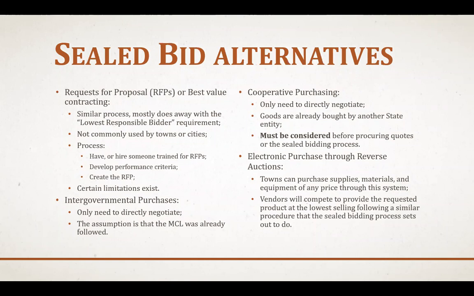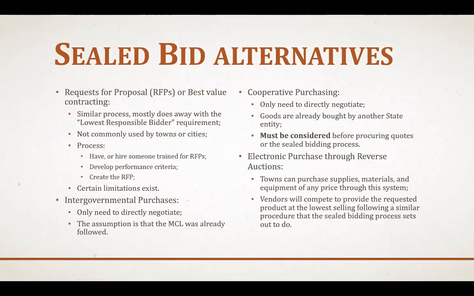As for cooperative purchasing, there's only a need to directly negotiate. These are goods already bought by another state entity. It's very similar to the intergovernmental purchase, but it's a form of joint powers agreement. These do have to be considered before procuring quotes or the sealed bidding process. So look for a cooperative purchasing venture, see what they have before going through either of the two levels above $25,000, and make sure that you're looking at that prior to seeking the quotes or the sealed bidding process.